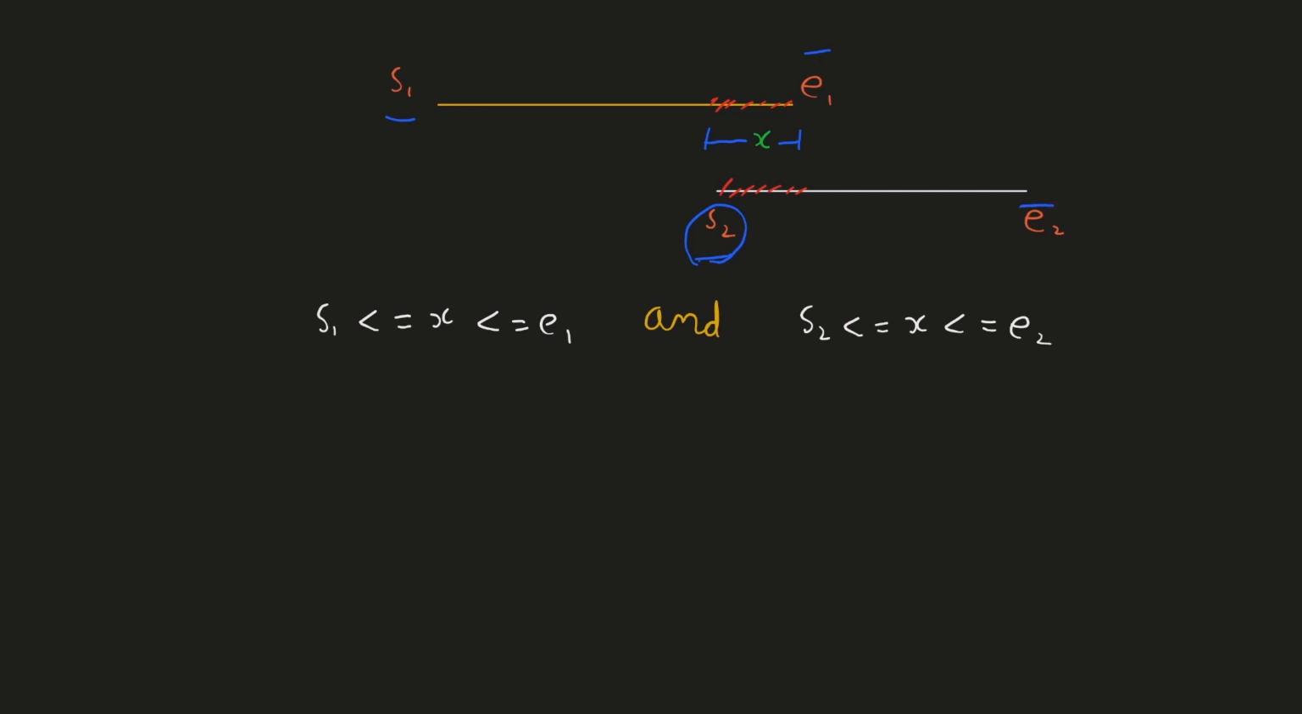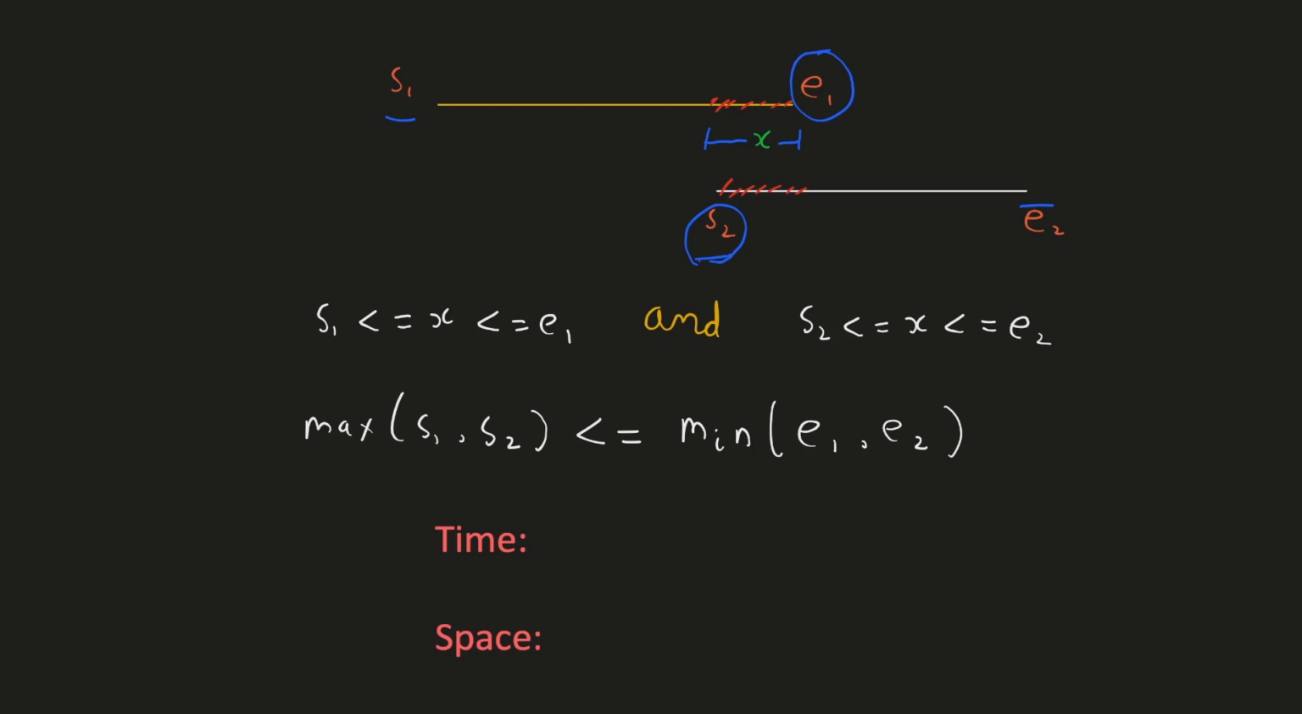Similarly, looking at E1 and E2, we see that the overlapped region ends at E1. In fact, it ends at the end time which is smaller. And we can notice now that if there is a conflict, then the common element x has to be between S2 and E1. This could be generalized as, for a conflict to exist, the maximum of S1 and S2 should be less than equal to the minimum of E1 and E2.